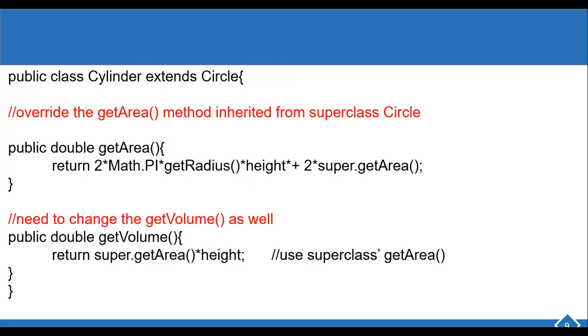For example, here: public class Cylinder extends Circle. In the Circle main class, we have the area method. But how did we get the area? Radius times Math.PI. Initially, if you can remember, in the Circle class we got the area like that. But in the Cylinder we need to get the area too, and the Cylinder and Circle areas do not use the same equation. We need to use a different equation. So we can inherit the method as it is, but modify it according to our wishes. That's what we call method overriding.